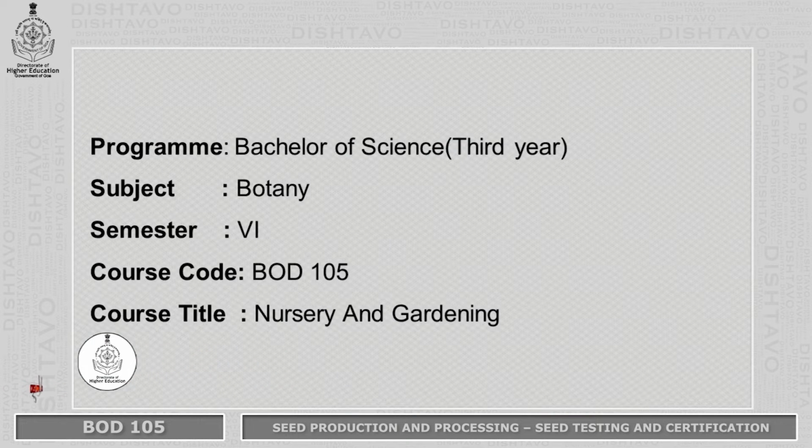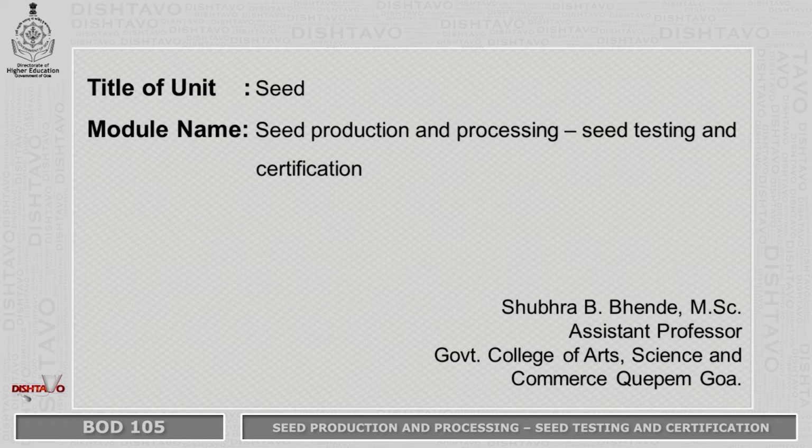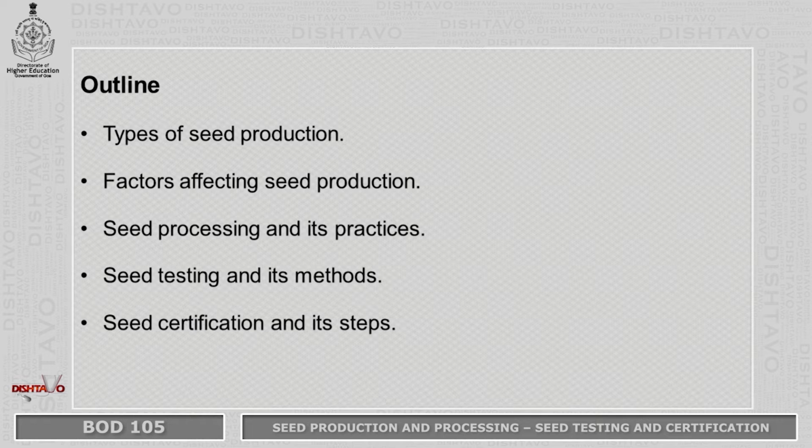Program Bachelor of Science, 3rd year. Subject Botany, Semester 6, Course Code BOD105, Course Title Nursery and Gardening. Title of the unit: Seed. Module name: Seed Production, Processing, Seed Testing and Certification. Outline of the module: types of seed production, factors affecting seed production, seed processing and its practices, seed testing and its methods, seed certification and its steps.